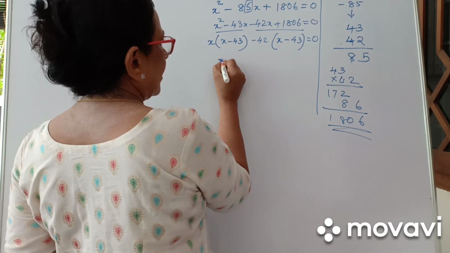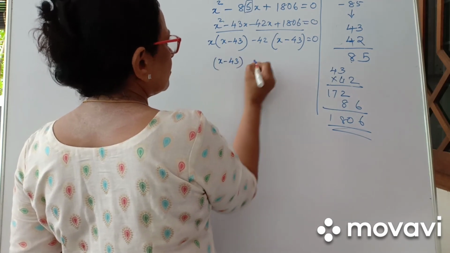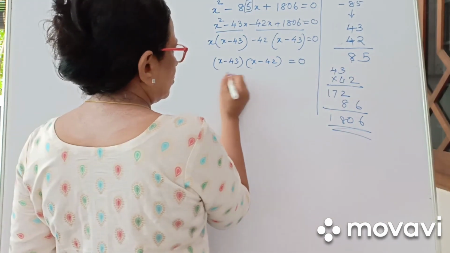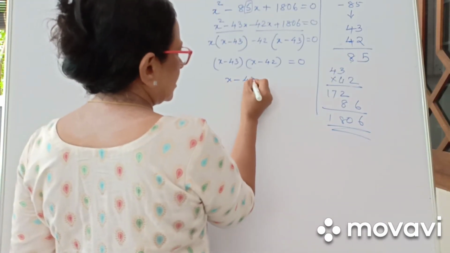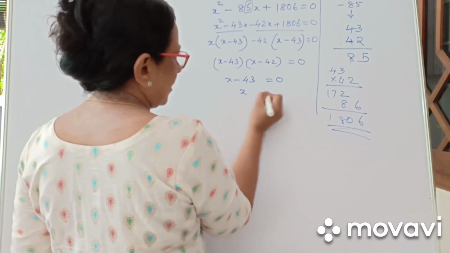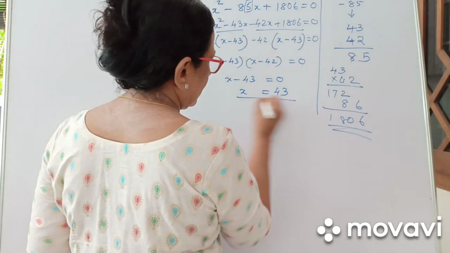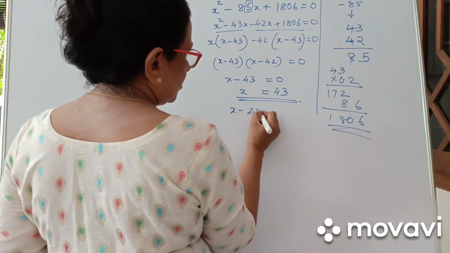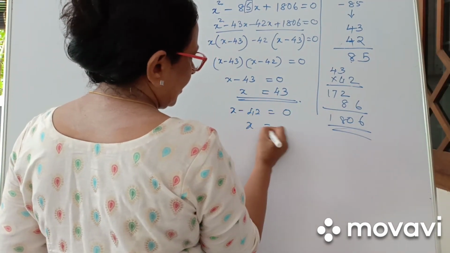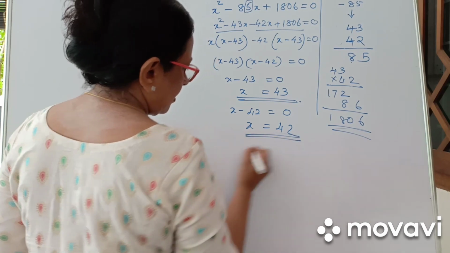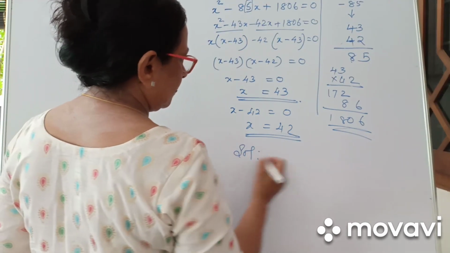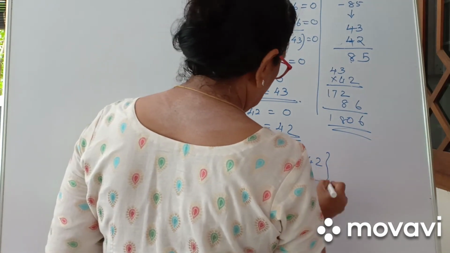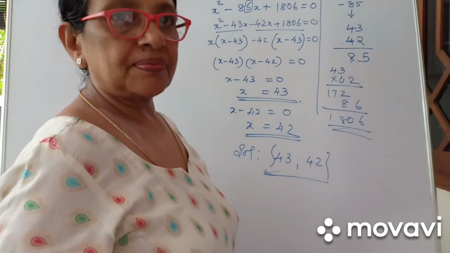So now what is common? X minus 43. And what is left? X minus 42 equal to 0. So what does this mean? X minus 43 equal to 0 implies x is equal to 43. First root. Second root, x minus 42 equal to 0, therefore x is equal to 42. Write always solution, 43, 42. Okay? Understood?